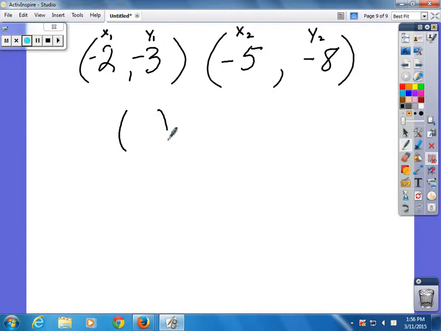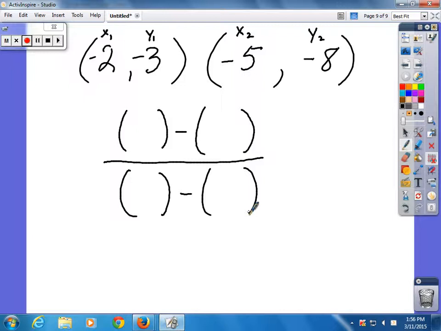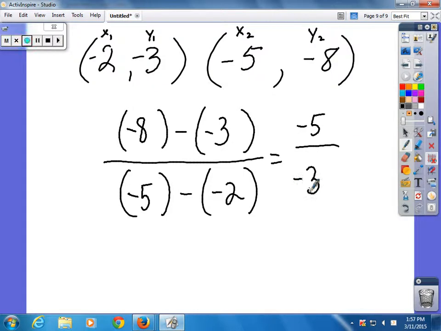Y sub 2 minus y sub 1 over x sub 2 minus x sub 1. Y sub 2 is negative 8. Y sub 1 is negative 3, negative 5, and negative 2. What's negative 8 and negative 3? And negative 5 minus a negative 2. Your answer is 5/3. So the negative divided by negative is a positive.